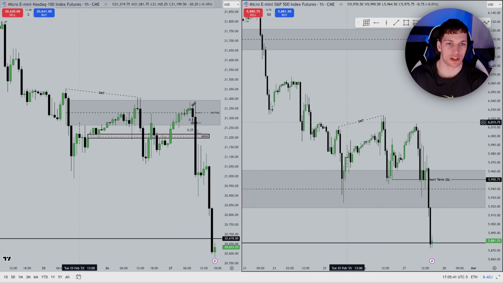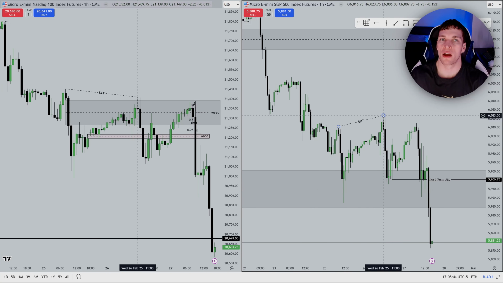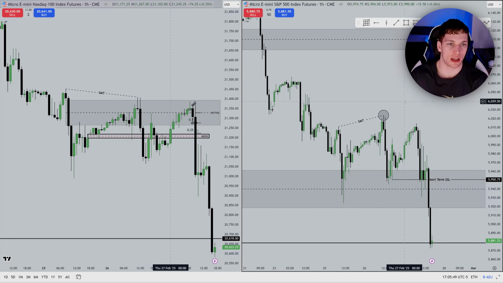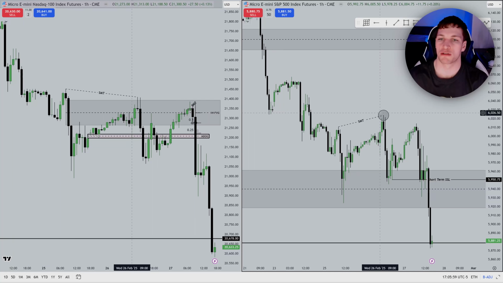On the S&P, you can clearly see that we took that high there, whereas we failed to take it on the Nasdaq. So we have that intermediate term high here. So this is now a protected high on the S&P. So we're putting that lower high there. That doesn't need to be taken because we've taken this liquidity there and filled this imbalance. So that can stay protected.